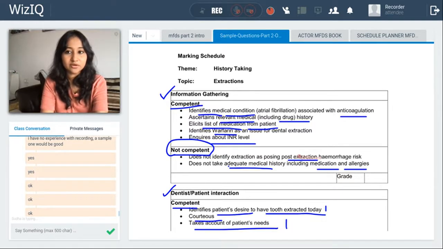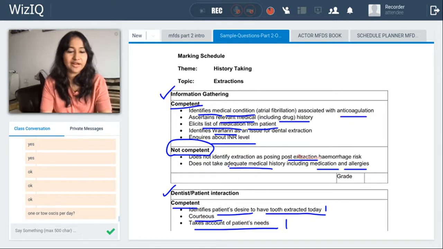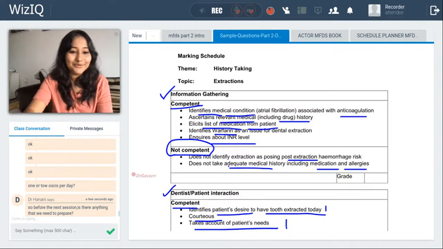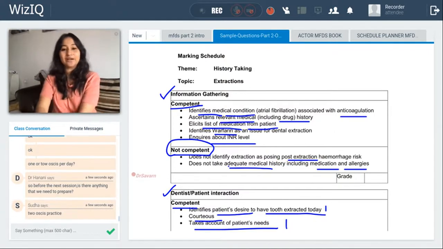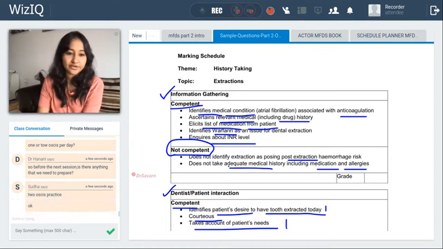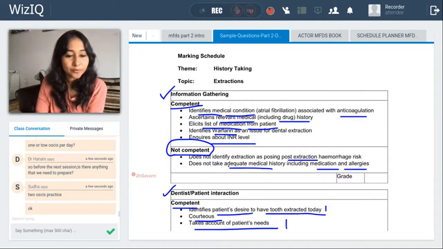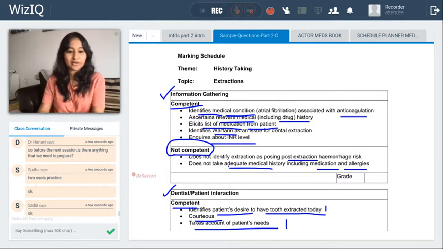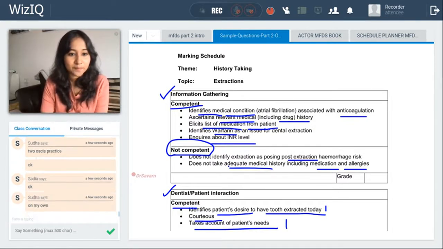Do you guys have any other doubts? So we are starting from Saturday. So you still have some days left. No, not 1 or 2 OSCEs. Try to practice at least 4 OSCEs per day. Each OSCE at least 2 to 3 times. I did not get you. Per day, you mean with me, like in the class, or you're asking when you're practicing yourself or with your partners?